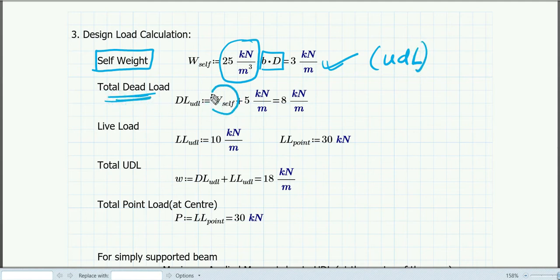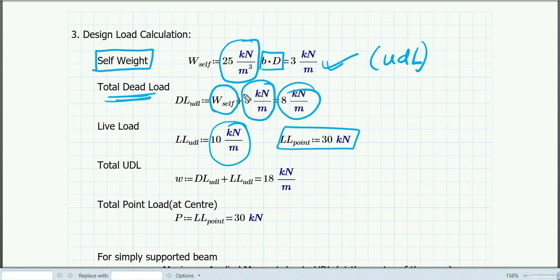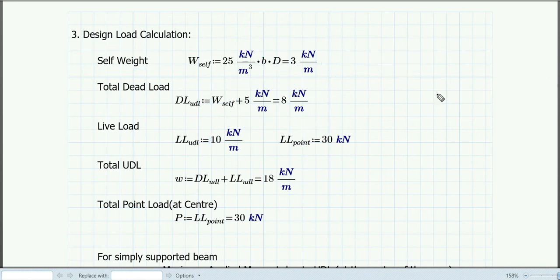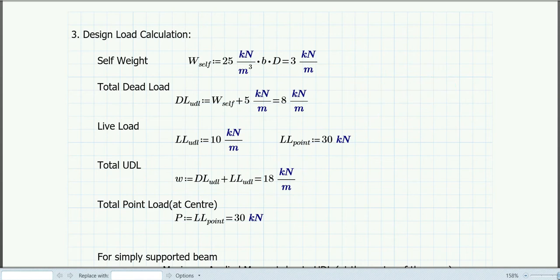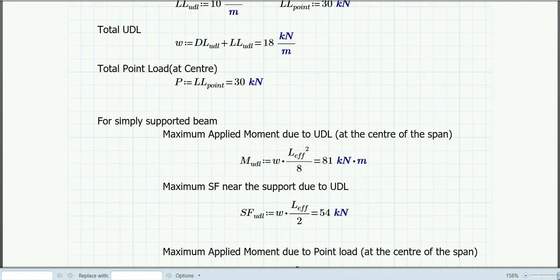Then we have the total dead load. Total dead load will be how much? The self weight plus 5 kilonewton per meter, which is already given, so it becomes 8 kilonewton per meter. Then live load is already given, that is 10 kilonewton per meter. So these are already given to us. All these three are UDL, right? So you can add them directly. So the total UDL becomes 18 kilonewton per meter. Okay, now we will find out the point load separately. The total point load at the center is 30 kilonewton, right?